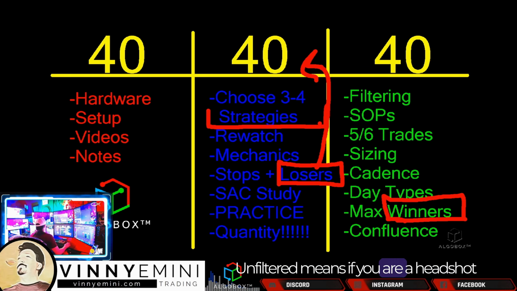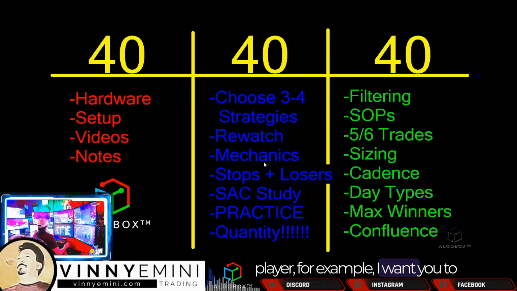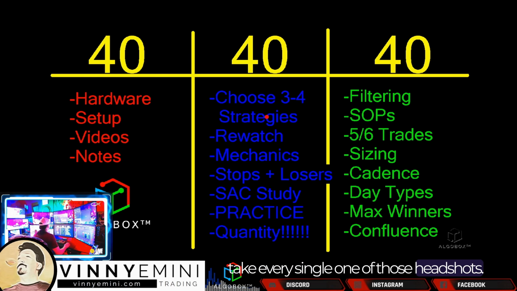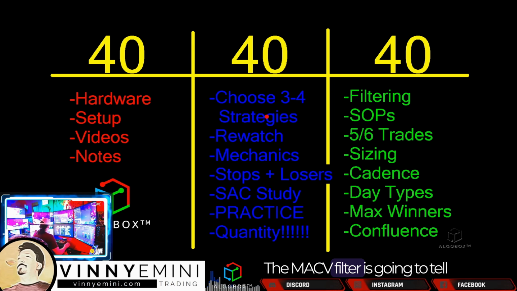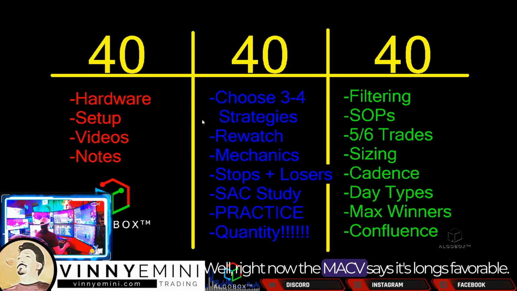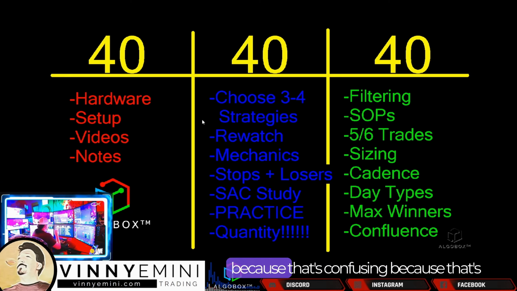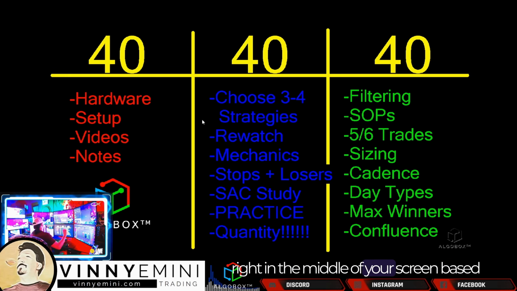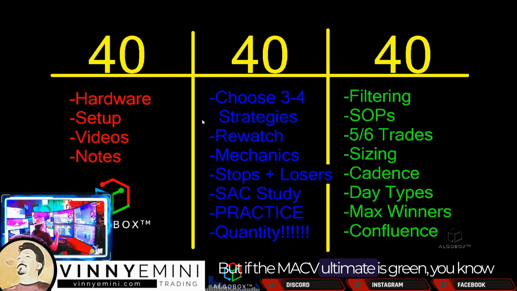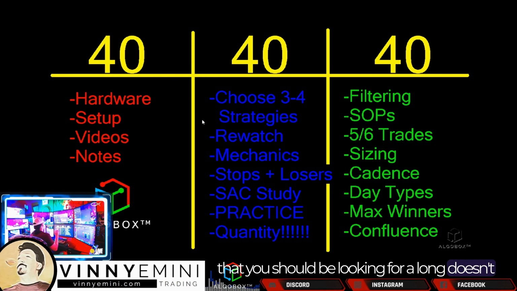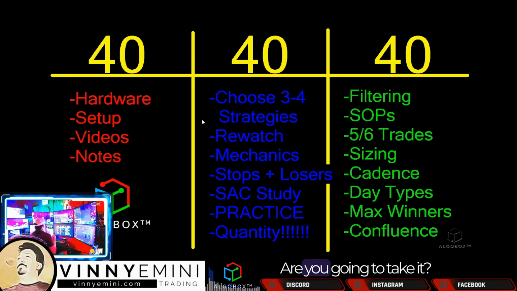Unfiltered means if you are a headshot player, for example, I want you to take every single one of those headshots. I don't care if the MACV is going against you or not. The MACV filter is going to tell you on the left-hand side whether longs are favorable or not. But if the MACV ultimate is green, you know that you should be looking for a long. Doesn't matter. If you see a red headshot, are you going to take it?